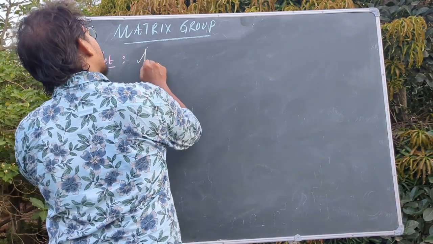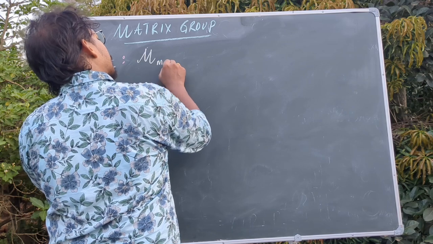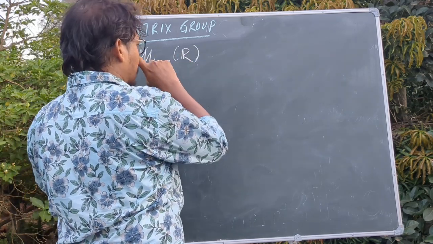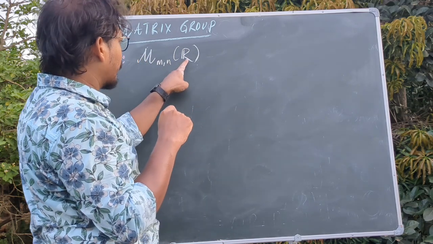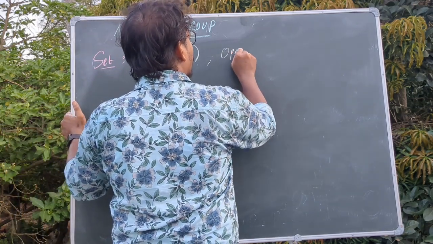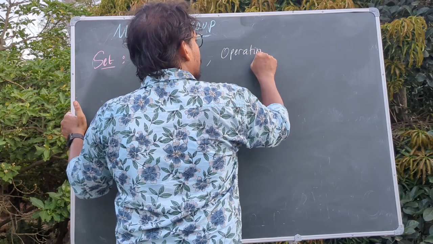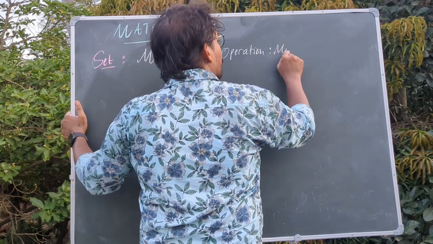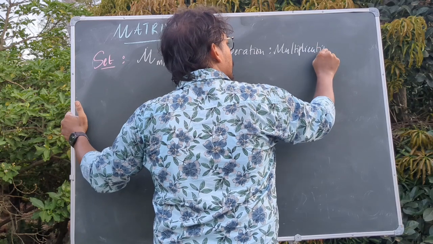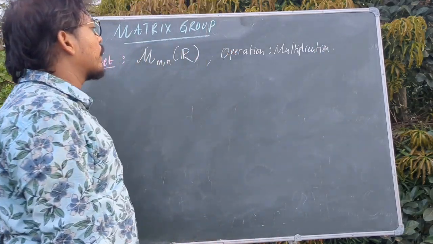Suppose we have the same set, the set of all matrices of order m by n with entries from the set of real numbers, and I will take the operation to be multiplication. Will it form a group now?